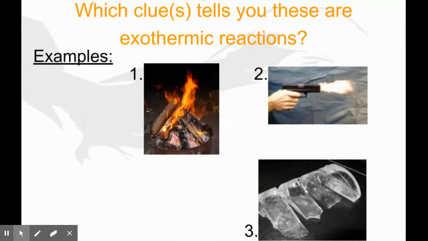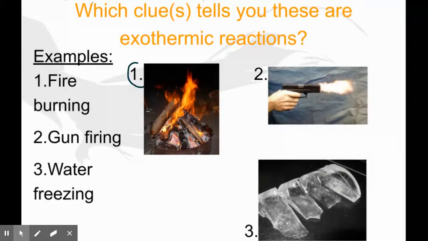Now we have 3 pictures that are examples of exothermic reactions, and we want to look for clues that tell us that these are exothermic reactions. For picture number 1, we have a campfire. The fact that we have burning fire, that burning is a clue that this is an exothermic reaction. Anytime you have burning or explosions, that's an exothermic reaction. The same thing with number 2, firing a gun. You get a little mini explosion as the gun fires. So that is a clue that this is an exothermic reaction.